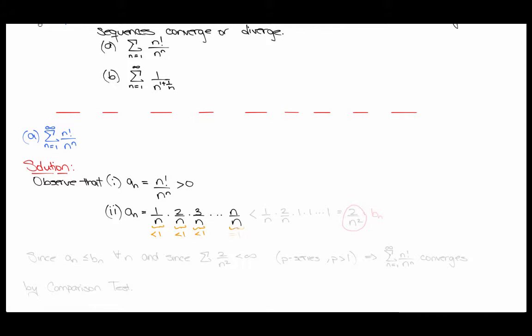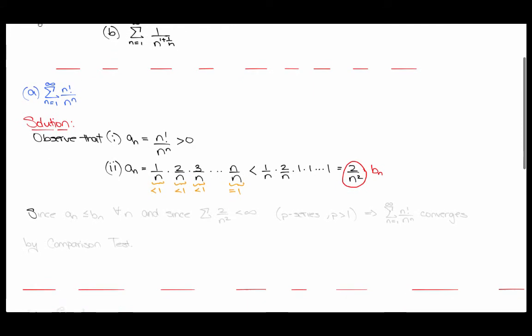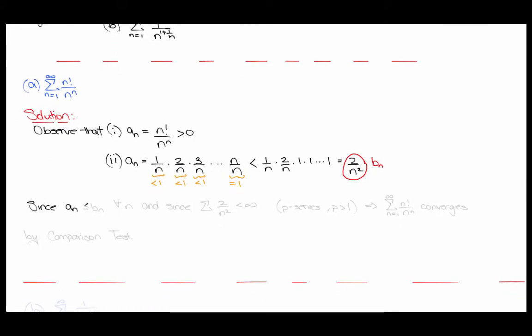So what we'll do is keep the first two terms, say, and then replace 3 over n up to n over n with 1. When we do that, we get that a sub n is bounded above by 2 over n squared. We're going to let that be our b sub n. Now we've shown that a sub n is less than or equal to b sub n for every natural number n. And since the sum of 2 over n squared is finite, since it's a p series with p greater than 1, then necessarily the sum from n equals 1 to infinity of n factorial over n to the n is finite, and that's simply by the comparison test.